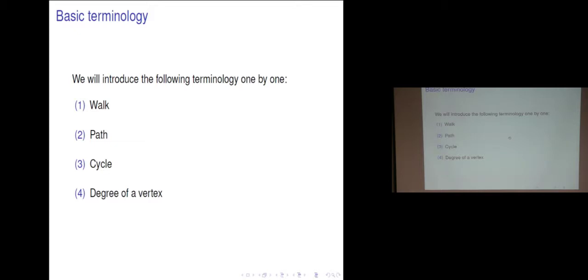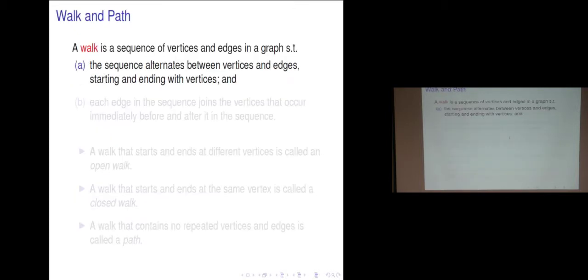What is a walk on the graph? What is a path on the graph? What is a cycle? What is the so-called degree of a vertex? The first three things you can guess. Cycle will be like a cycle. The last one is very easy, so I'll introduce it in a second. Okay, so what is a walk?